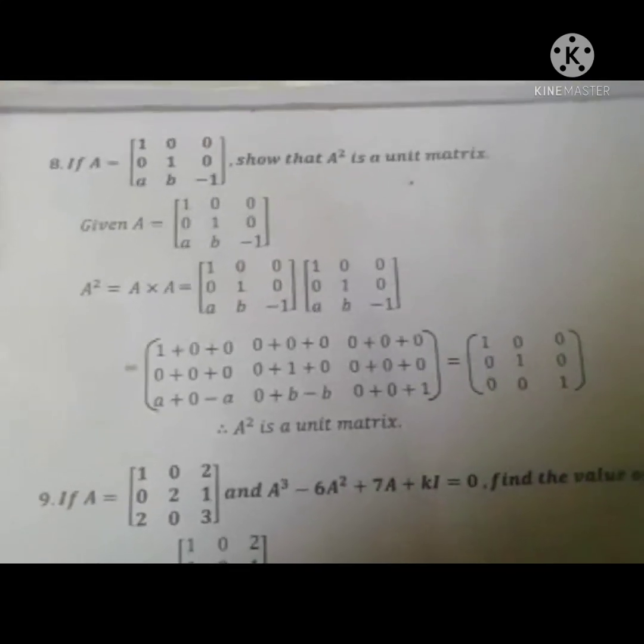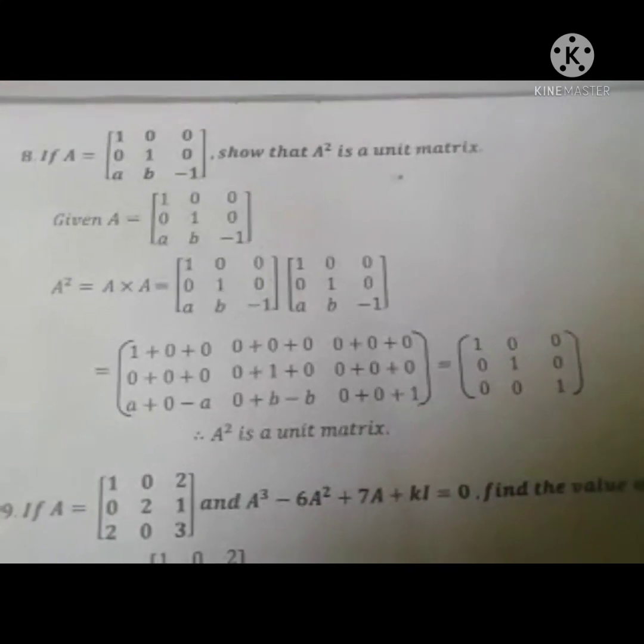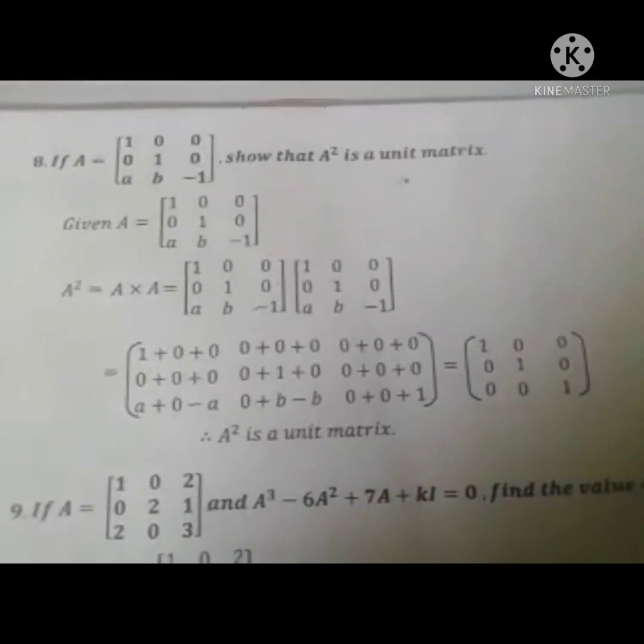Now we can discuss exercise 7.1, sum number 8. If A is equal to the given matrix, show that A square is a unit matrix. Already you know which one is called a unit matrix. It's denoted by the symbol I. If you want a 3 cross 3 unit matrix, it means 1 0 0, 0 1 0, 0 0 1, like that.